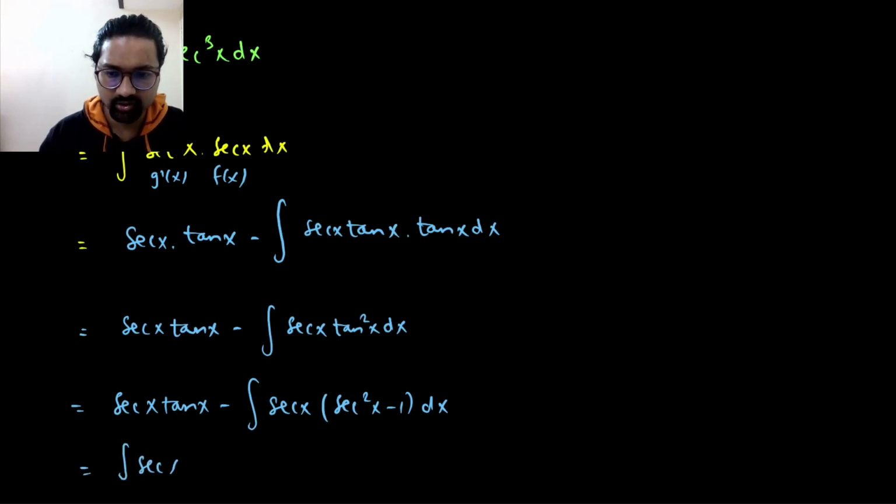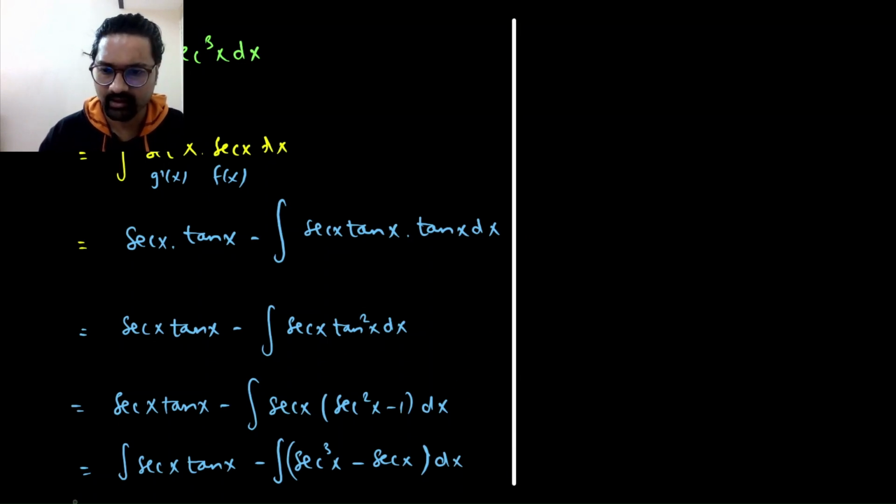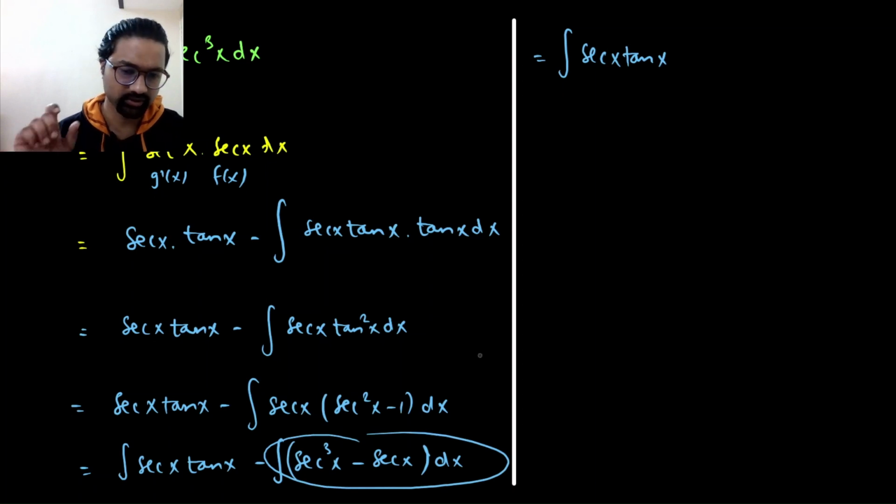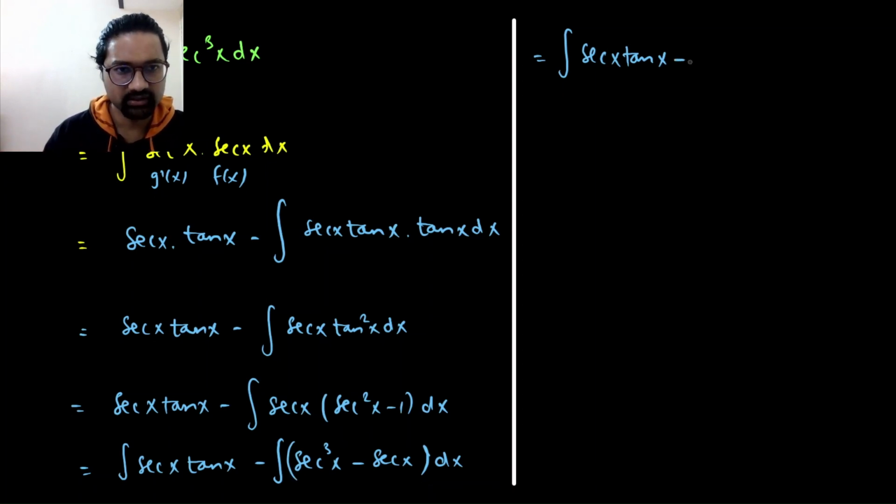And now I'm going to distribute. So sec x times sec square x is sec cube x, and sec x times 1 is sec x, along with a negative sign. All right, so far so good. We're going to continue our work over here. So this will be sec x tan x, and this integral can be broken down into two pieces. That's going to look like minus integration of sec cube x dx plus integration of sec x dx.